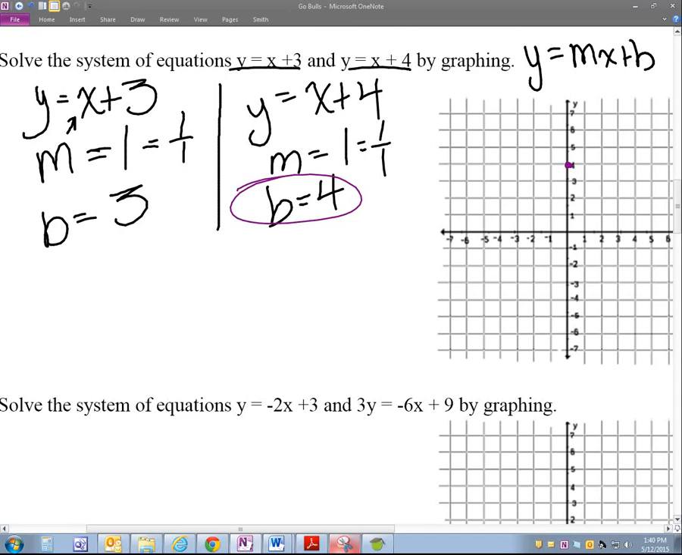My rise over run is 1 and 1, so it's rise 1 over 1. Rise 1 over 1. I want you guys to do 3 lines, please, or 3 plot points whenever you're finding the line.